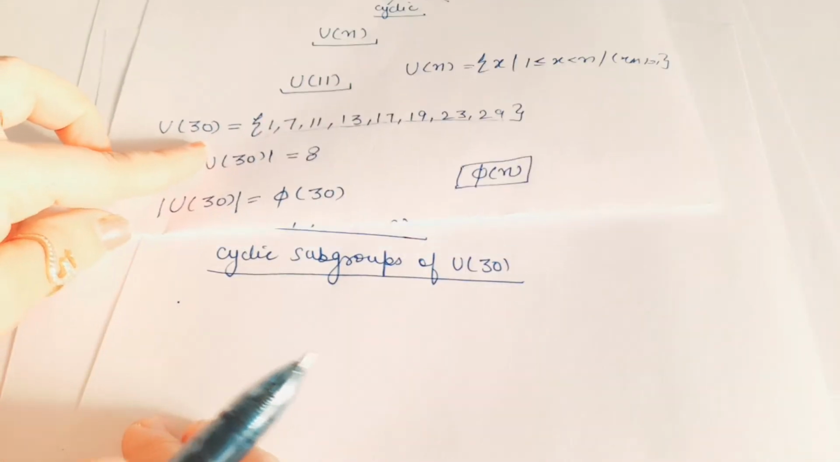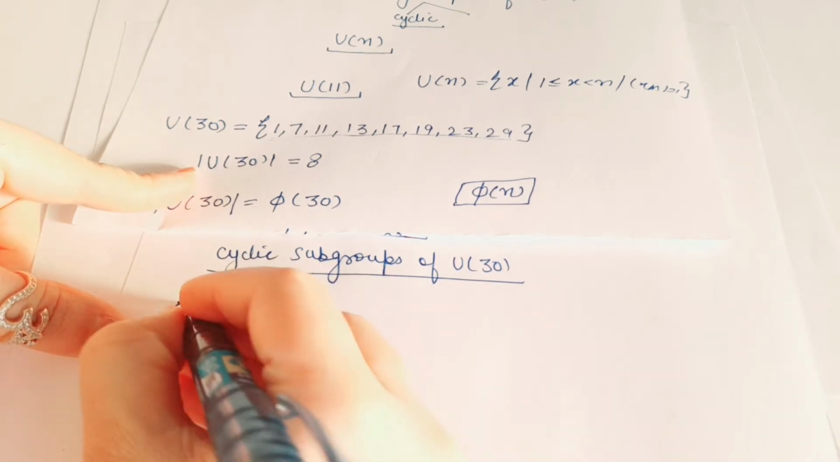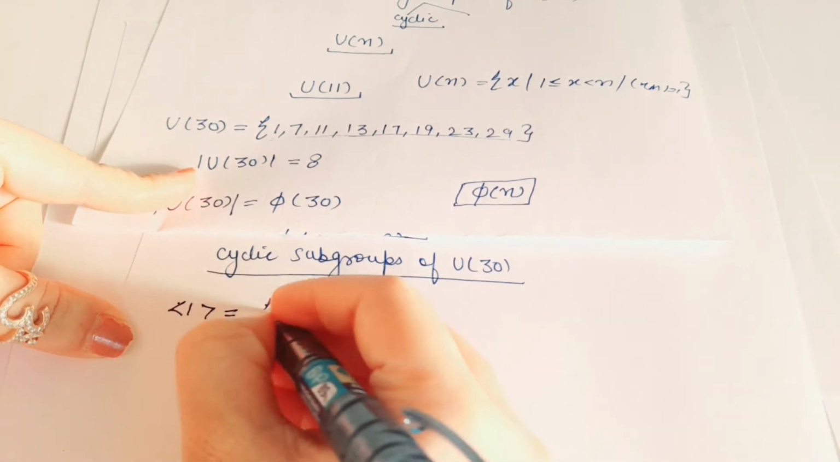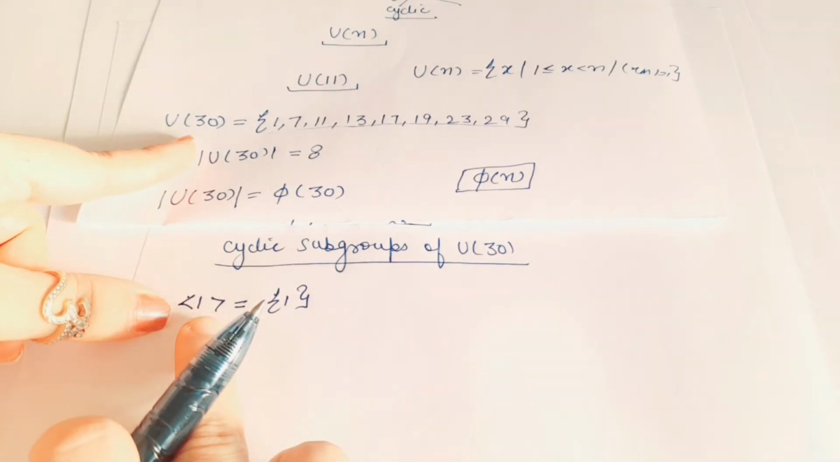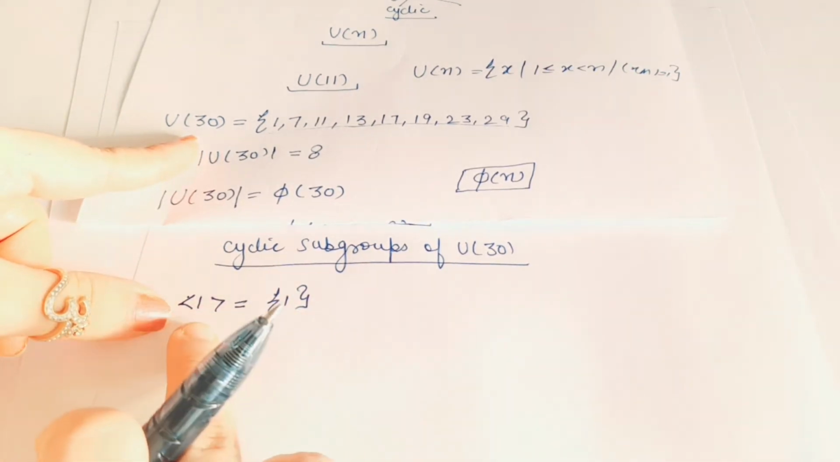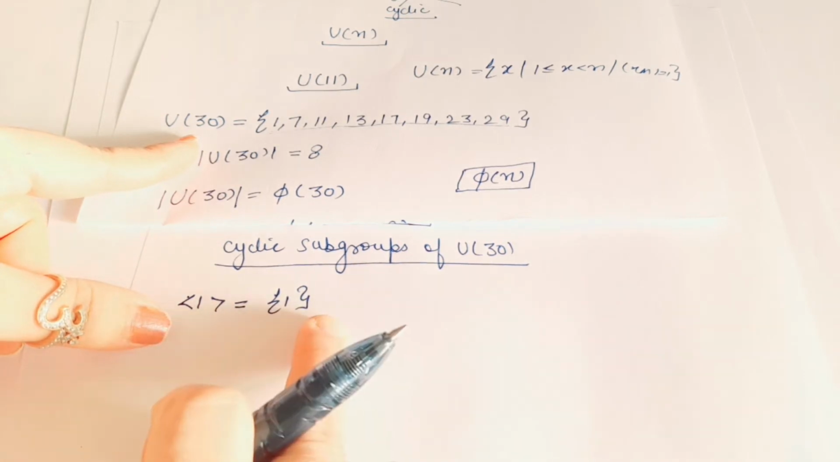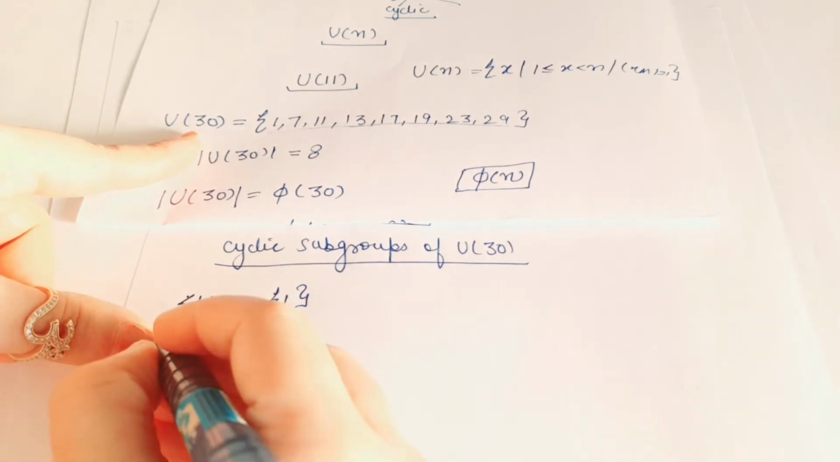You have U30, so first of all we will generate with 1. It will be 1 only. What do we need to do? We will operate 1 with 1 time, then we will get 1, then 2 times, then every time we will get 1 only. Okay, so next element is 7.